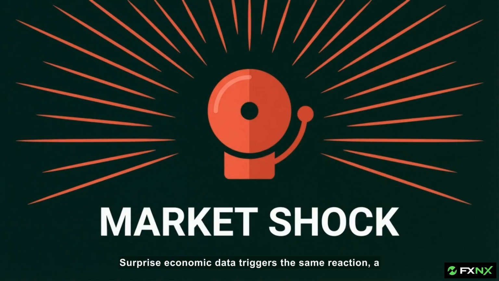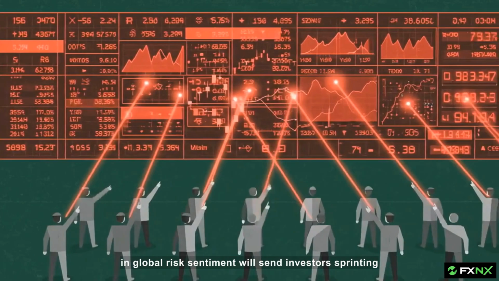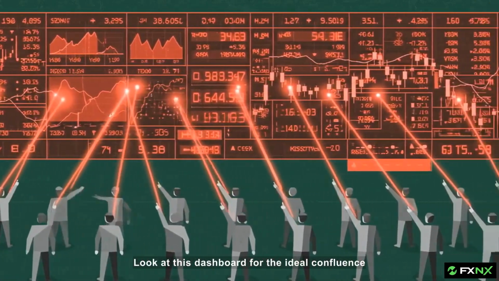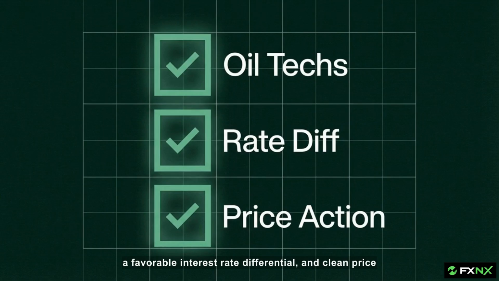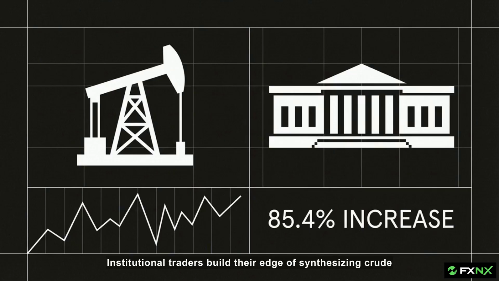Surprise economic data triggers the same reaction. A massive US jobs report or a sudden panic in global risk sentiment will send investors sprinting to the USD safe haven, snapping the oil correlation in minutes. Look at this dashboard for the ideal confluence setup. You want bearish signals on the oil chart, a favorable interest rate differential, and clean price action confirmation on the USD-CAD chart. When all three align, you have an elite entry point. Treating oil as the only variable in a petrocurrency is a rookie mistake. Institutional traders build their edge by synthesizing crude data with global monetary policy.